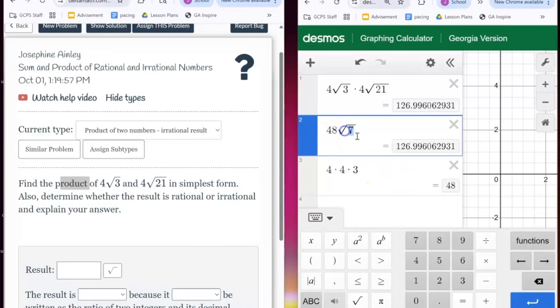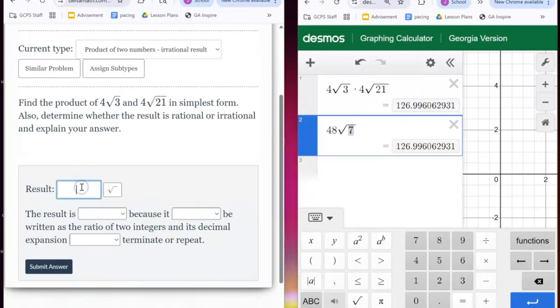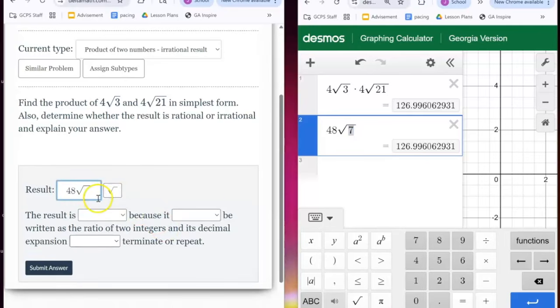And then simplify the inside, and it's just 7, so there's nothing else to simplify. Am I still okay? Yes. All right, so my simplified result is going to be 48 radical 7.